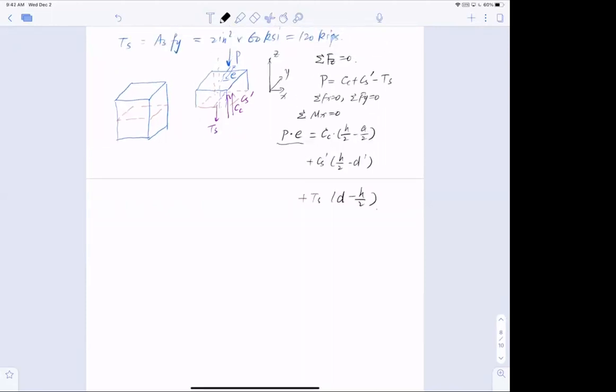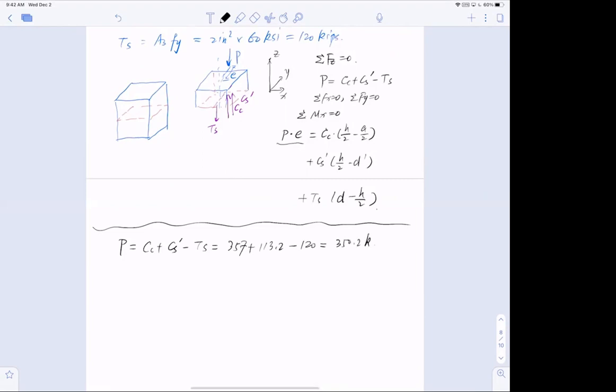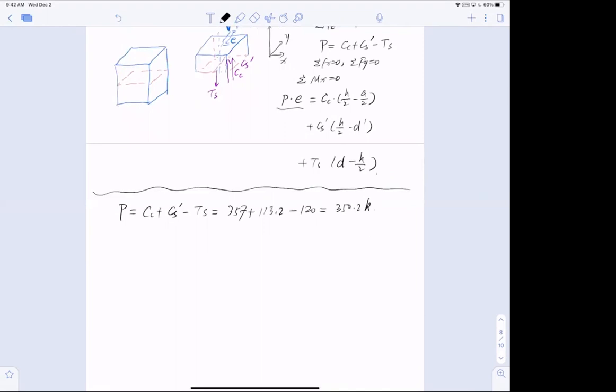Given all this, I can start computing. My total force P equals Cc plus Cs minus Ts, so 357 plus 113.2 minus 120. I have 350.2 kips as my total compression force. And my moment equals this whole thing.